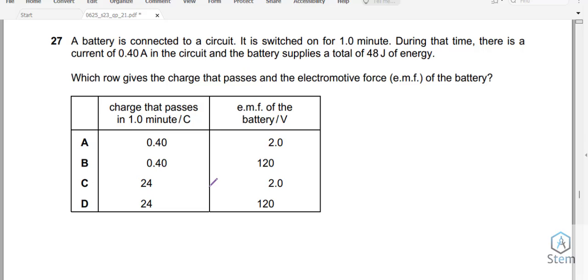A battery is connected to a circuit. It is switched on for 1 minute. During that time, there is a current of 0.4 amps in the circuit, and the battery supplies a total of 48 joules of energy. Which row gives the charge that passes and the EMF of the battery?